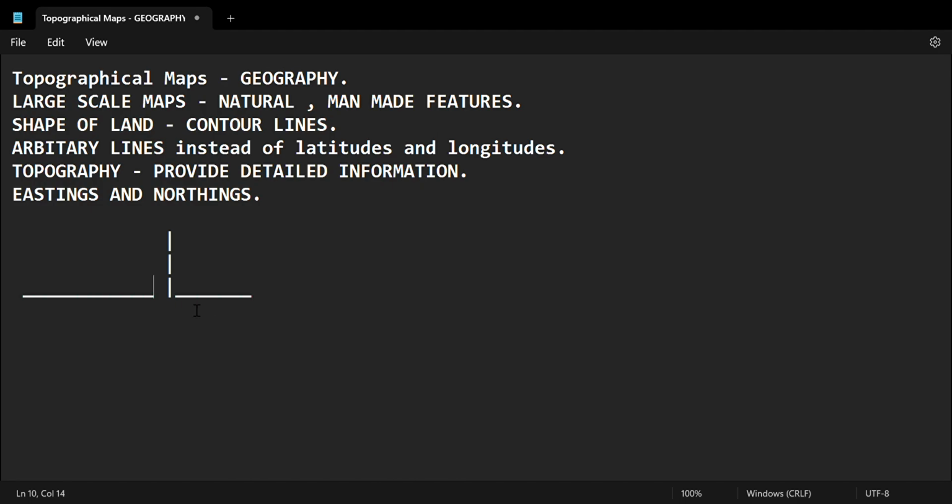So now they will form a grid square if they overlap each other. So eastings and northings as well. Lines that run vertically like this are eastings, and those that run horizontally like this are called northings. Eastings and northings cross each other, right? They form a grid square.